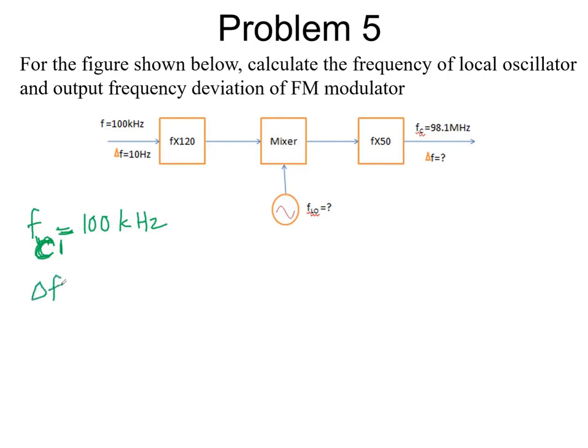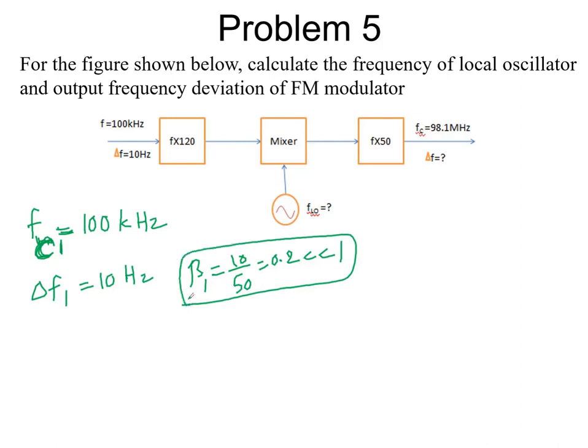That is a narrowband FM. Then the initial frequency deviation delta f1 is 10 Hz, which is very low. Why? Because that is narrowband FM. Obviously beta1 will be 10 by 50. If not given in the problem, you should assume it as narrowband. Okay, that's a narrowband signal. These are all the assumptions you need to make by looking at the problem.